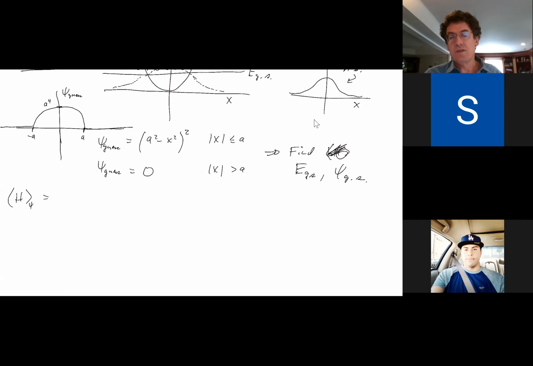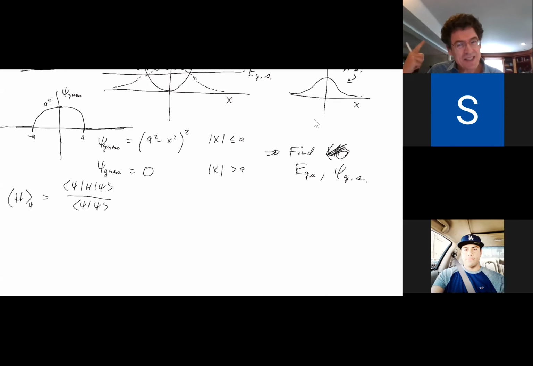For where a is arbitrary, is it normalized? Yes or no? Somebody tell me. No? That's right. It's not. It's just arbitrary. I don't even know what a is. It's arbitrary, so that means I've got to do it like this. I've got to calculate this because that normalizes it for me.